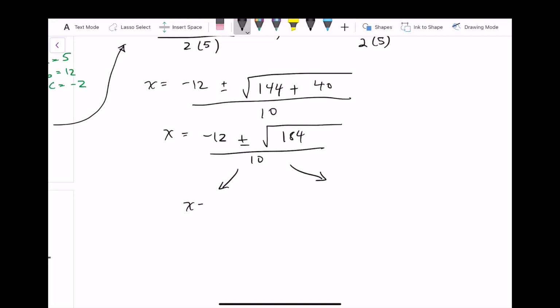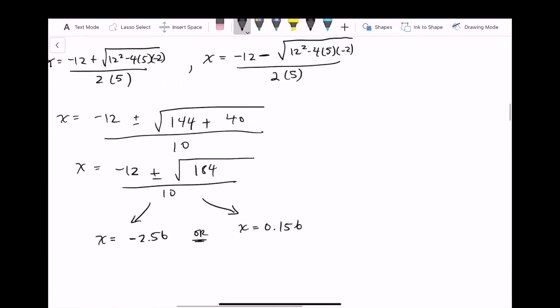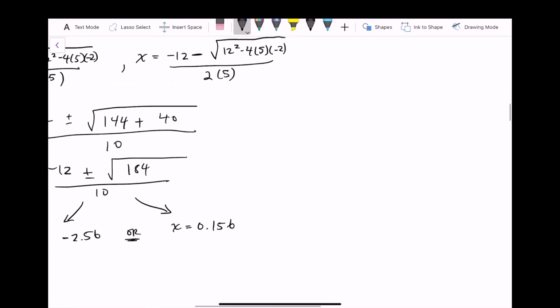So we would end up with x is equal to negative 2.56, or x is equal to 0.156. This is used typically for parabolic trajectories of projectiles. So that is a topic that we do cover in this course.